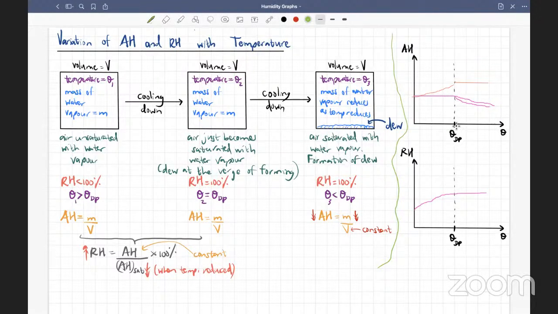Now you have to be a little careful here. We are doing this in reverse. Here the temperature is high. Here the temperature is equal to dew point. Here the temperature is low. So we have to start drawing the graph from right to left, not left to right, because we have started from a high temperature to low temperature. Among theta 1, theta 2, theta 3, which value is the highest, people? Theta 1 is the highest value. So you have to start drawing your graph from right to left, not left to right.